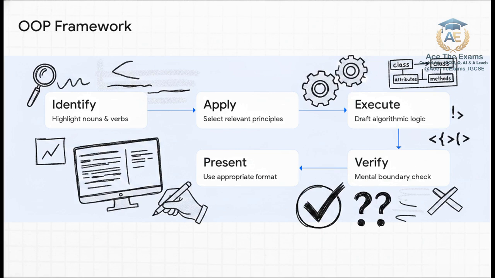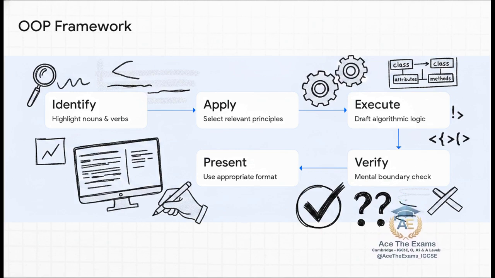Step 2. Apply relevant principles. Look at the problem and ask yourself, are you going to need encapsulation here? Is polymorphism required to handle different data types fluidly? Select your tools before you start building. Step 3. Execute analysis with clear working. This is where you actually draft your algorithmic logic, making absolutely sure you are documenting your steps.